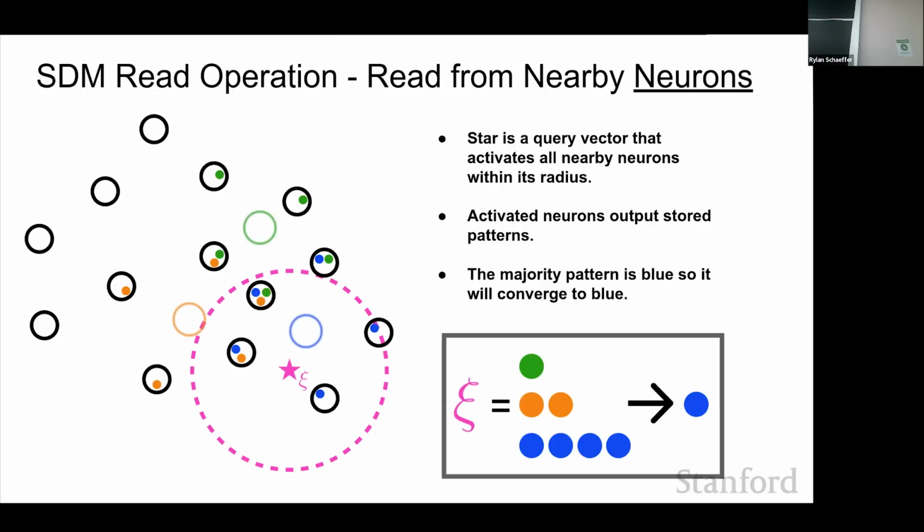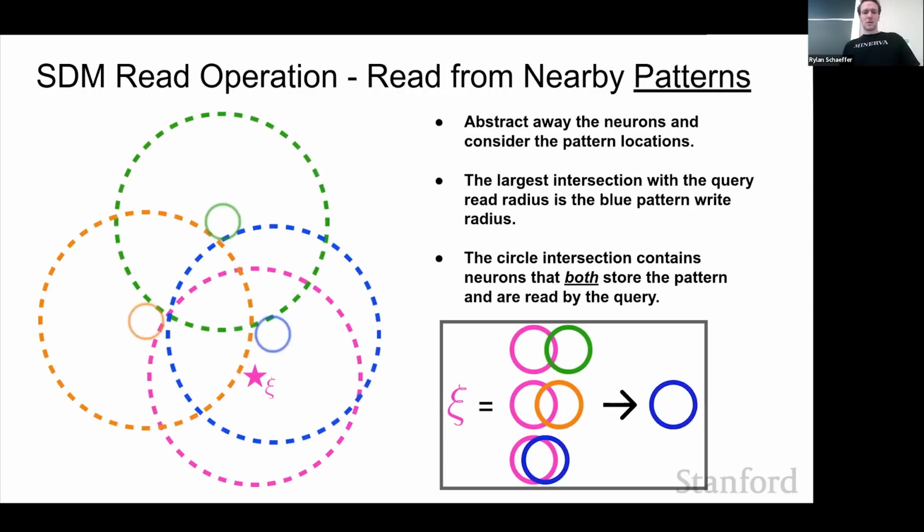And it then does a majority rule operation where it updates towards whatever pattern it sees the most. So in this case, because blue is actually a majority, it's just going to update completely towards blue. Again, I'll formalize this more in a bit, but this is really to give you intuition for the core operations of SDM.